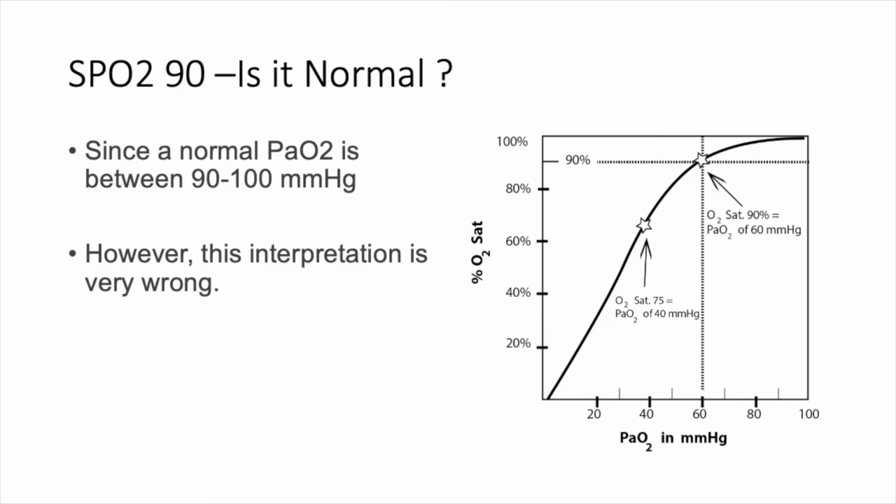Normal PaO2 is between 90 to 100. The partial pressure of oxygen by ABG is 90 to 100; somewhere around 80 to 100 is okay. But considering an SpO2 of 90 as normal is totally wrong, as has been explained already.